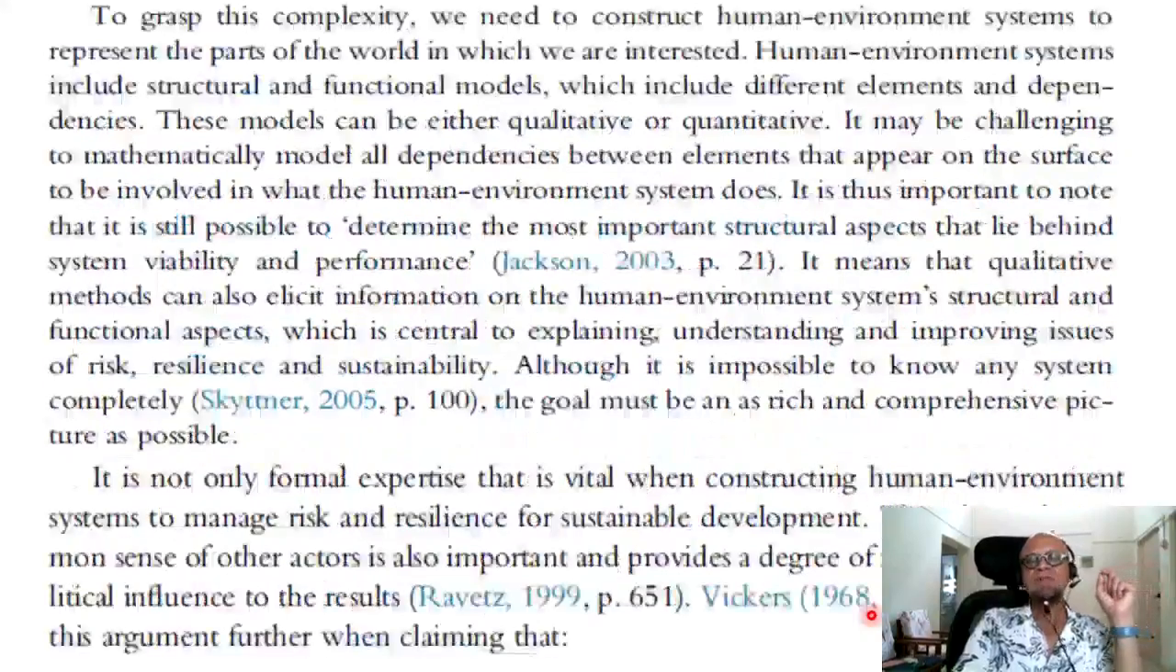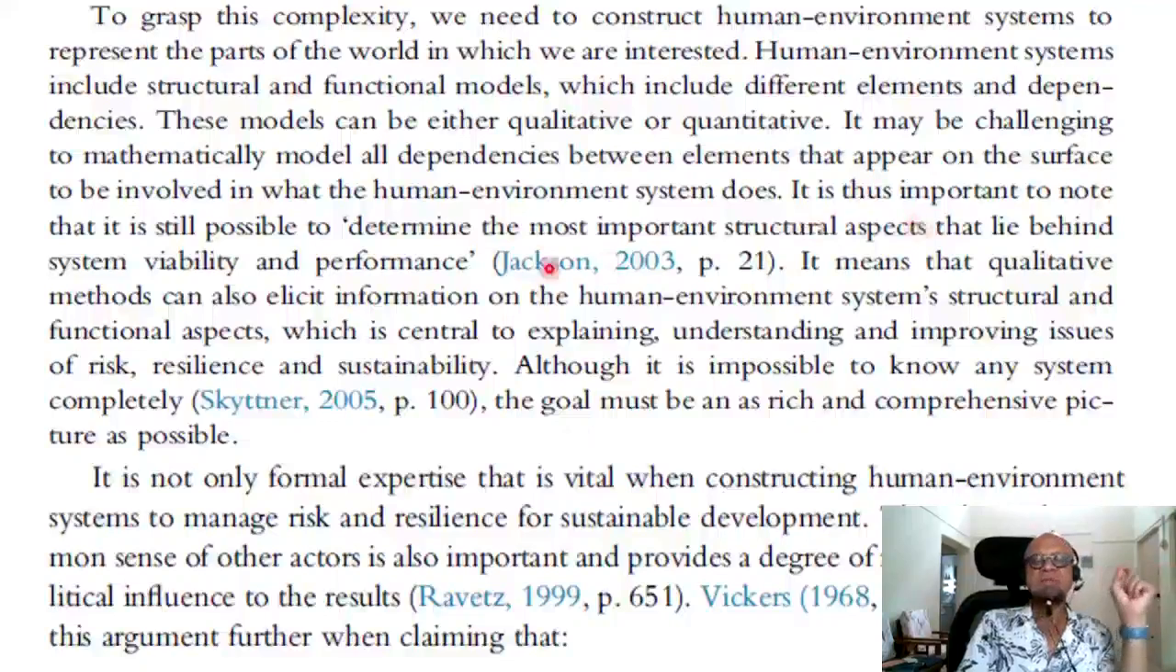To grasp this complexity, we need to construct human environment systems to represent the parts of the world in which we are interested. Human environment systems include structural and functional models, which include different elements and dependencies. We discussed this already in the first edition, but still it's worth repeating. These models can be either qualitative or quantitative.